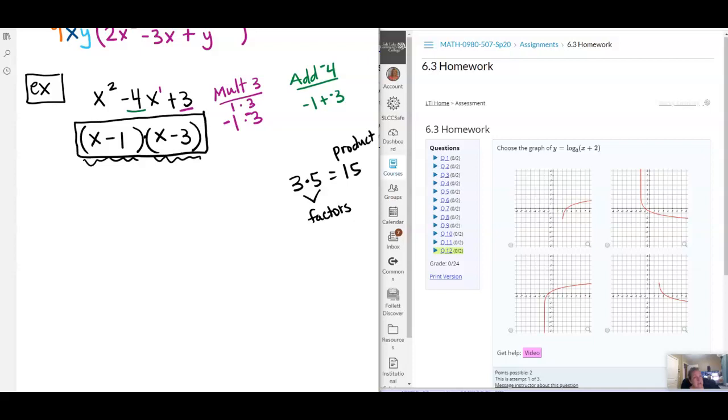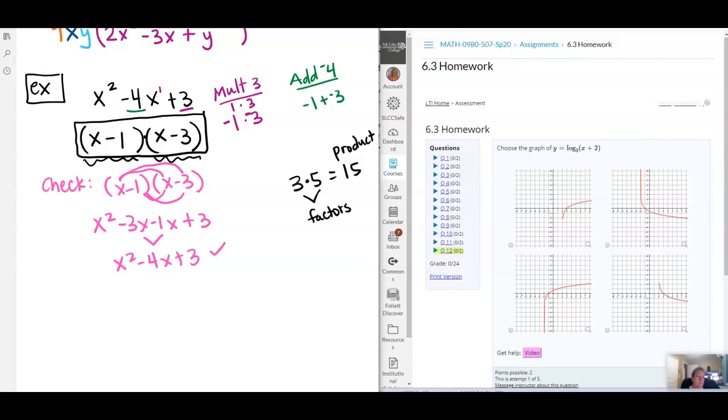You can check it by foiling it together, multiplying those together. Let me write it here and show you what I mean. If we're foiling it, we do the first times the first, so x squared. The outside terms, negative 3x. The inside terms, negative 1x. And negative 1 times negative 3 is a positive 3. If I combine these together, do you see how I came back up with what I started with? So I know I did that correctly. This is the way it factors.